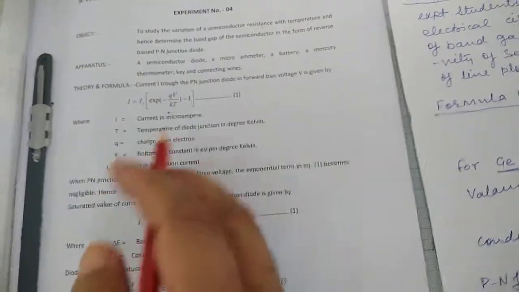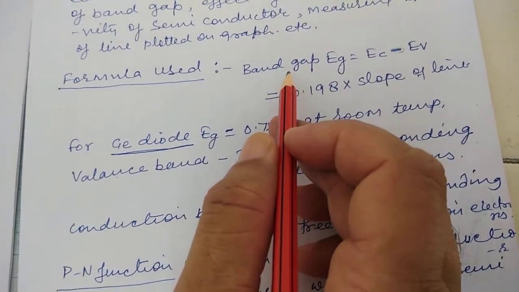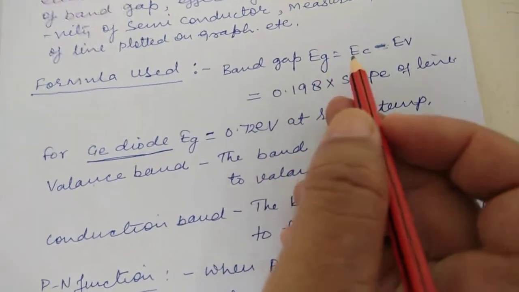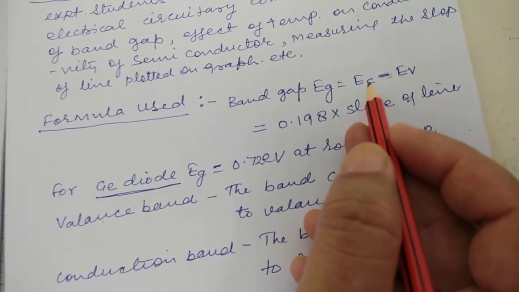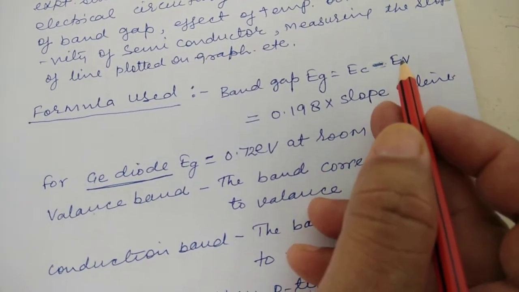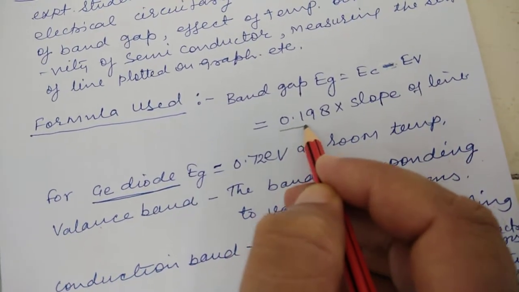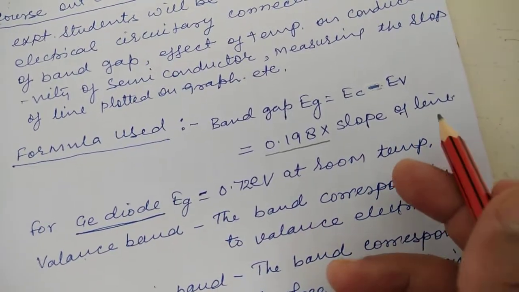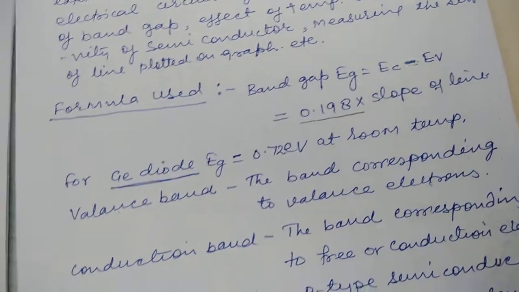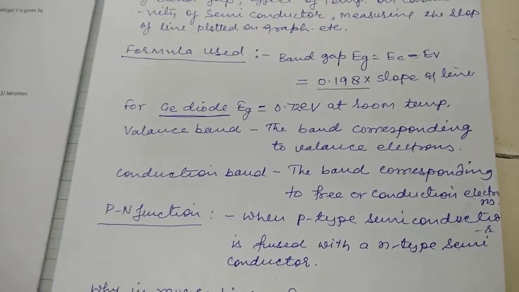After placing the value in this formula, we can directly use this formula for band gap as Eg equals Ec minus Ev, where Ec is the energy of conduction band and Ev is the energy of valence band, and it may be calculated as 0.198 into slope of line. Slope of the line will be calculated by the graph we will plot between temperature and resistance.